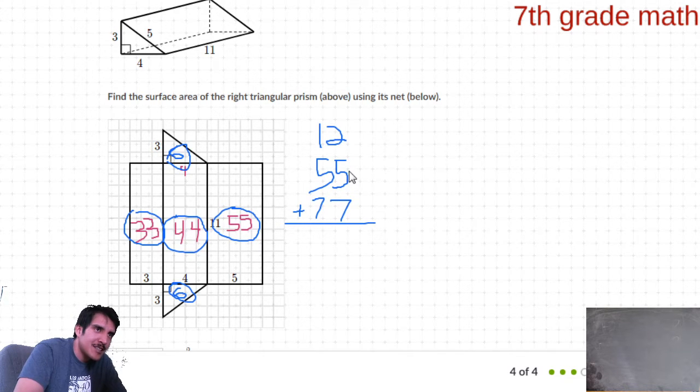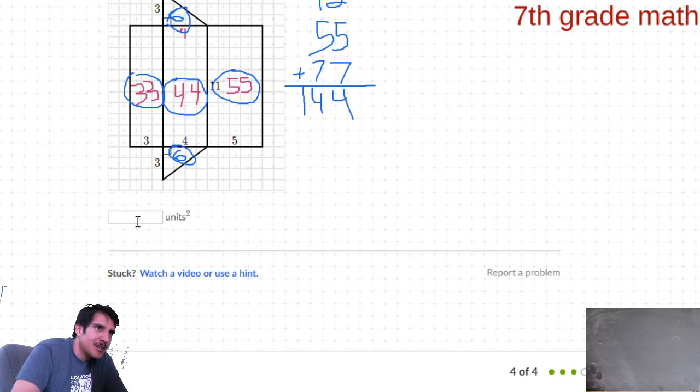2 plus 5 is 7. 7 plus 7, 14. So that's a 4, carry a 1. 1 plus 1 is 2. 2 plus 5 is 7. 7 plus 7 is 14. Oh, I should have gotten that. That's 144. 144 square units.